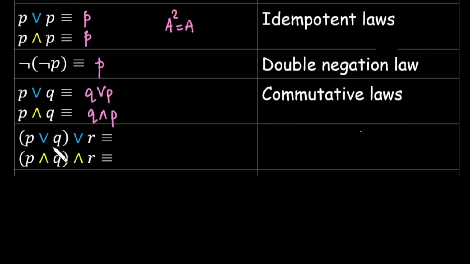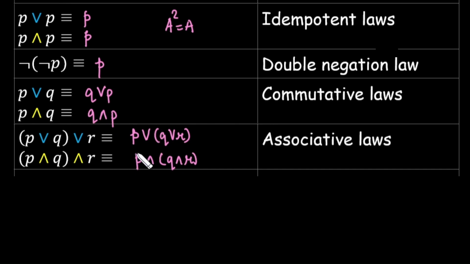Next law is P or Q or R. So you can read it this way: there are three propositions, in between we are operating OR. So either use the first two statements to find the result and then use R, or we can operate first Q or R and then operate with P. The same concept is applicable over the AND operator. This is like P and Q and R. The name for this one is the associative law.